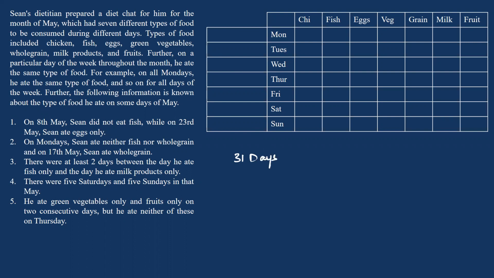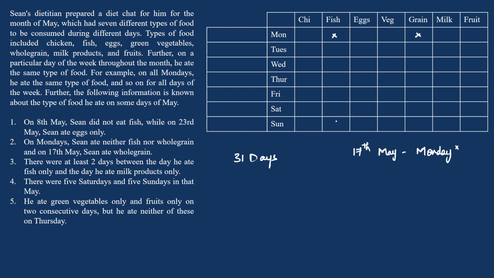On Monday Seen ate neither fish nor whole grain, and on 17th May Seen ate whole grain. So on Mondays, Seen ate neither fish nor whole grain, and on 17th May Seen ate whole grain. So this tells me that 17th May is not Monday. Now there were at least 2 days between the day he ate fish only and the day he ate milk products only. Okay, at least 2 days.